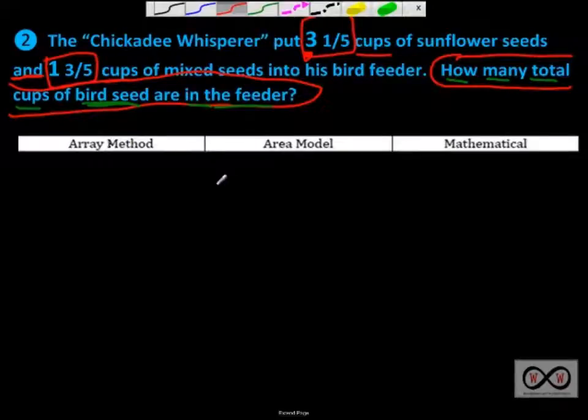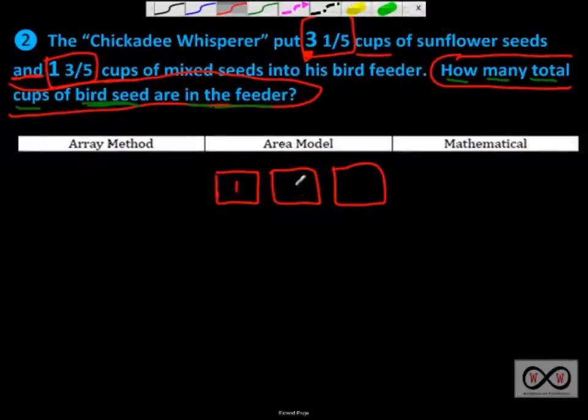You might need a little more space, and you might want to draw your rectangles a little smaller. But let's represent this whole number first as 3. Let me back this up a bit. So we have 3, and these are 3 wholes. So there's 1 whole, 2 wholes, and 3 wholes. You can see those. And then we have 1/5 of a cup.